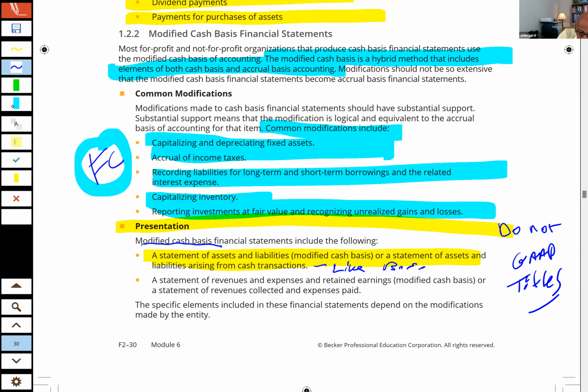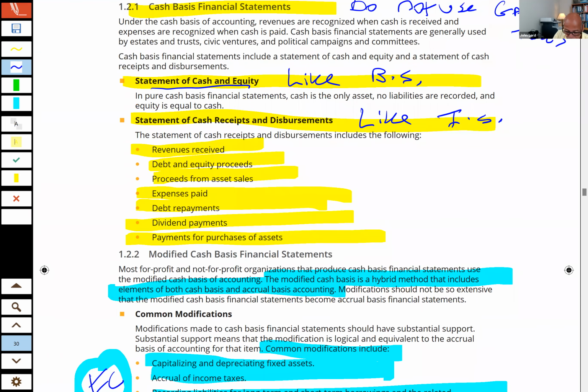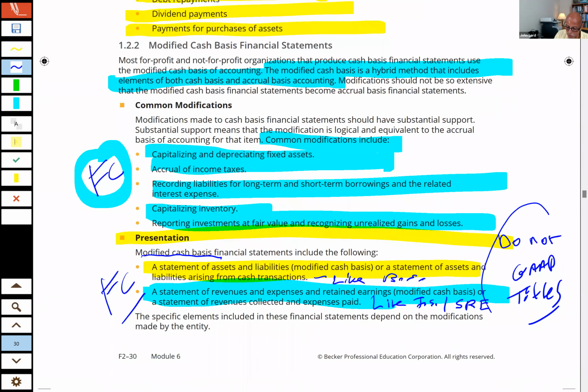Okay, statement of revenues, expenses, and retained earnings, modified or cash basis. This is sort of like the income statement and statement of retained earnings combined. SRE is statement of retained earnings, but again, don't call it that. So just flashcard the names of the statements as they should be used when we're talking about the cash or the modified cash basis. And the key thing is don't use the GAAP titles.